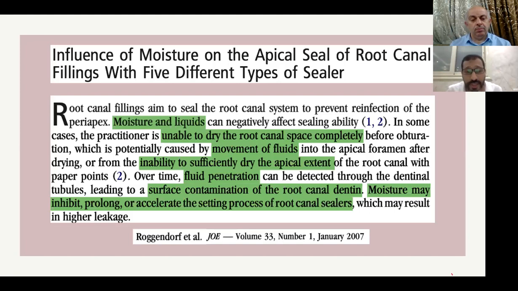How can I manage such challenges? I can manage it using conditioning of the root canal system, as I told you before, using EDTA. And also you can dry the root canal system using ethyl alcohol to obtain a satisfactory seal of the root canal system.